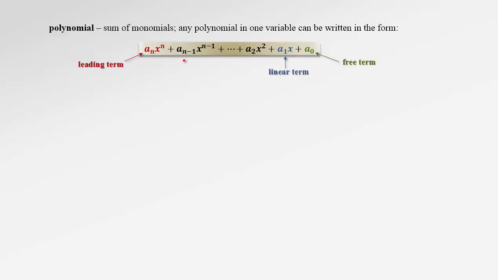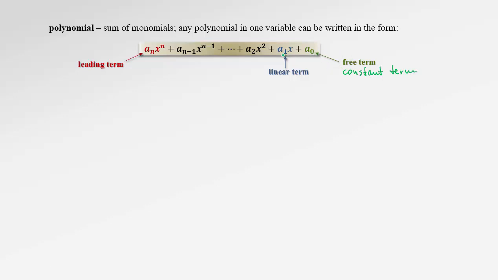Usually a polynomial is written in decreasing order of exponents, so that's why the leading term is usually the first one. But if a polynomial is not arranged in decreasing order of exponents, we can still find the leading term by searching for the highest exponent. The term with x to the first degree is called the linear term, and therefore a1 will be called the linear coefficient. Finally, the term that doesn't have any variable, just a constant number a0, is often called the free term, sometimes referred to as the constant term or zero-degree term.